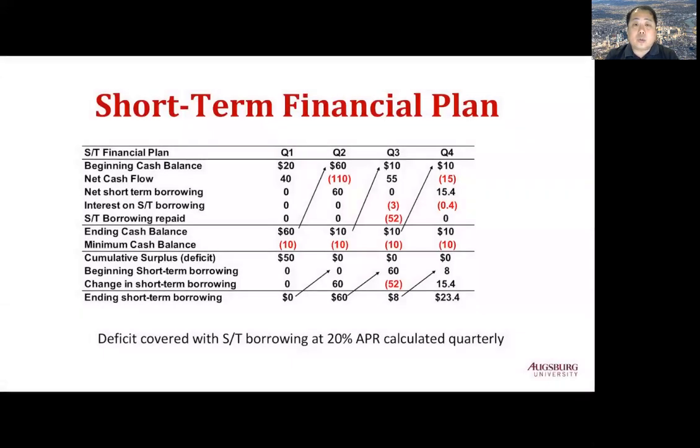Finally, how much short-term financing is needed? First quarter, we have a 50 million surplus, so no financing is needed. From the second quarter, we have a deficit. We need to finance $60 million. Then in the third quarter, starting with the beginning cash, 10 million.